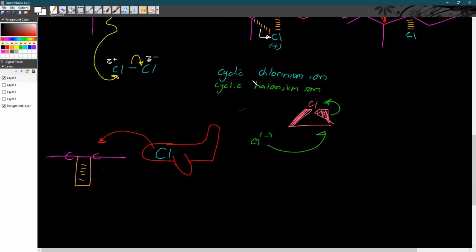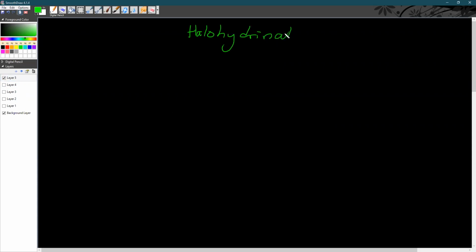Now, the next reaction, once again, is going to be paired to this halogenation reaction. And because of that, let's just take a look at how similar they are. Well, this one is called halohydrination. All right. And I'm a big fan of breaking down the words. So halo, as we know, refers to a halogen. Hydri is referring to water. And ation is referring to process.